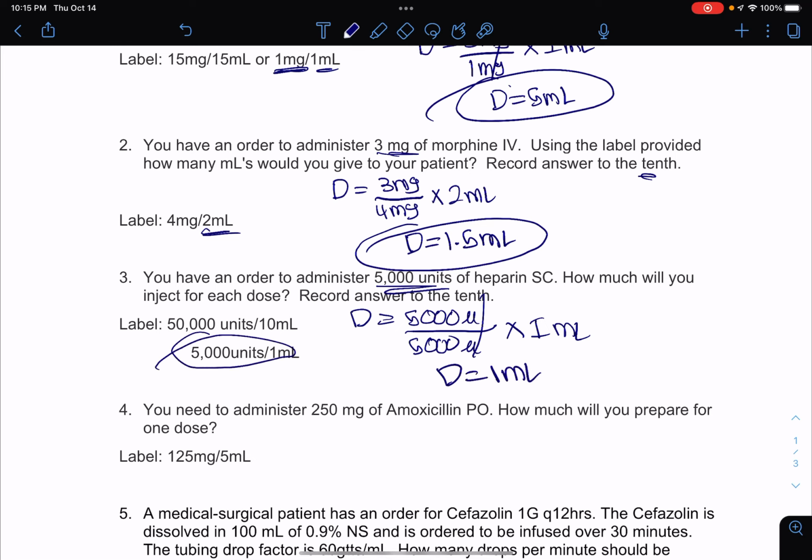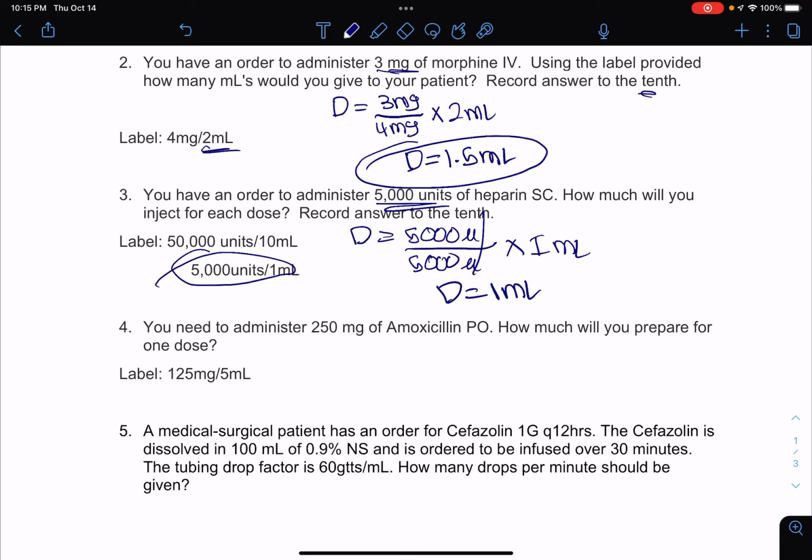Next, you need to administer 250 milligrams of amoxicillin orally. How much will you prepare for 1 dose? It's going to be the same thing. Desired equals, we started off with 250 milligrams, dividing that by the total, which is 125 milligrams, and that's per 5 milliliters. We're always going to take that and multiply that at the end. So 250 divided by 125 is 2, times 5. You're going to want 10 milliliters drawn up for the dose.